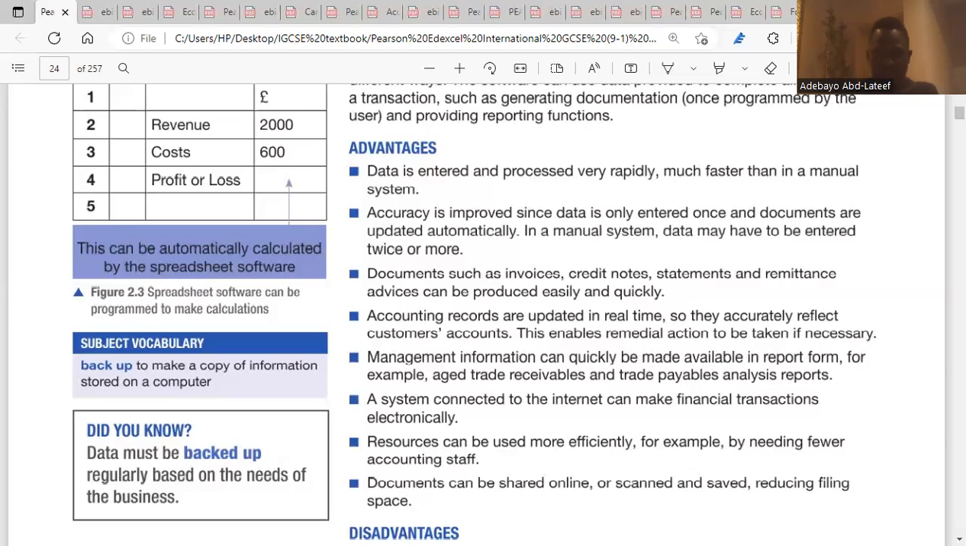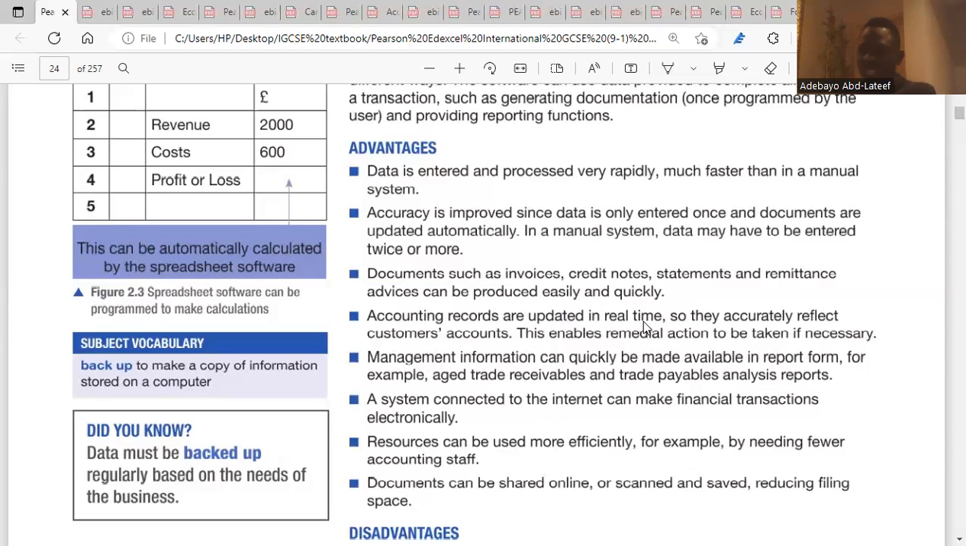The third one, documents such as invoices, credit notes, statements, and remittance advices can be produced easily and quickly. They can also be processed easily. So invoices that we have now, like I told you, we have a spreadsheet. Using the spreadsheet, you have the invoice numbers. Just input the invoice number with the amount. It automatically gives you the value of all your sales, or the value of all your purchases. Do you understand? So invoices can be processed easily. You can keep them. They can be saved.